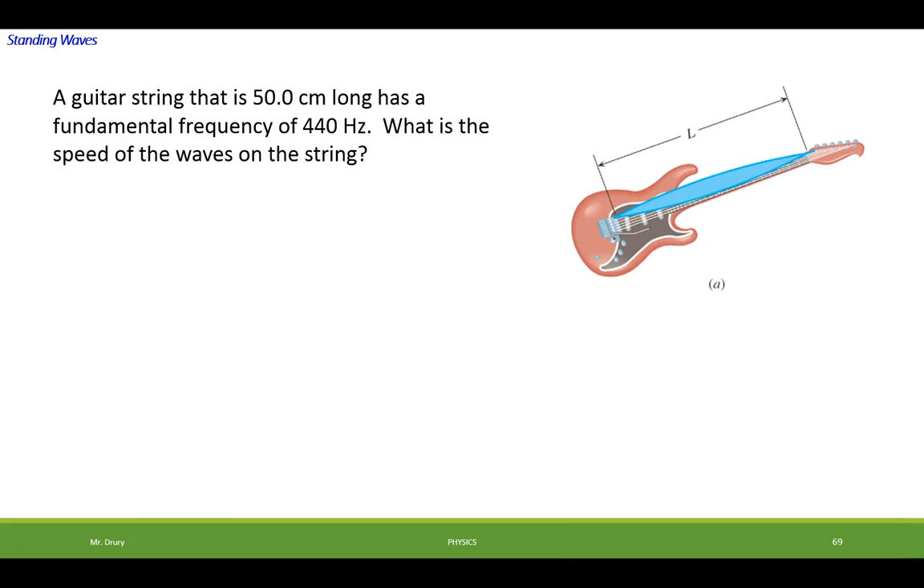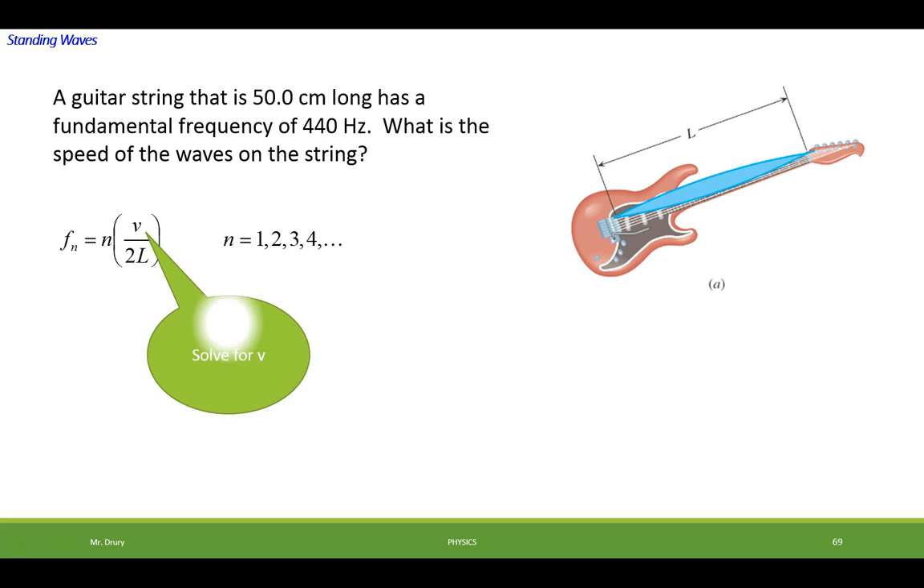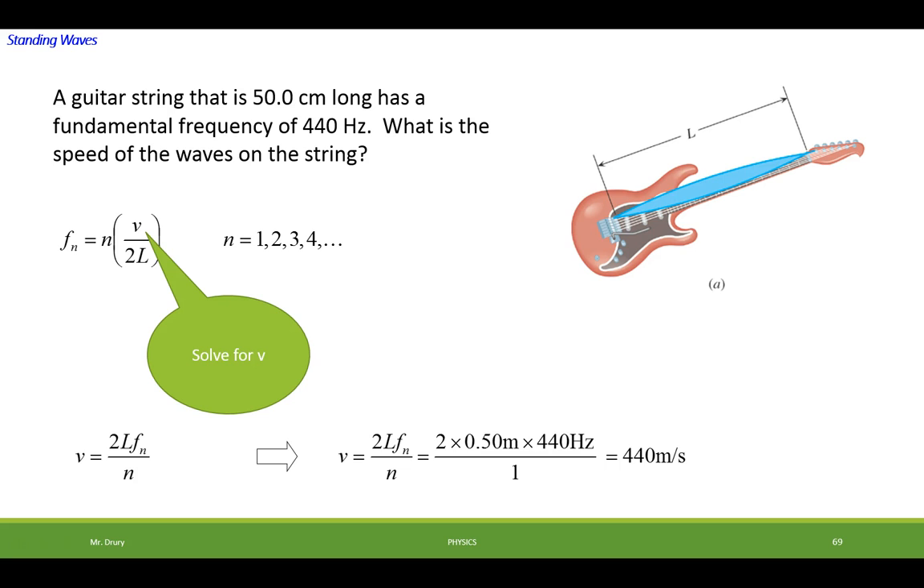So here's our example. A guitar string that is 50 centimeters long has a fundamental frequency of 440 Hertz. What's the speed of the wave on the string? So we have our equation, and we're going to solve for v. And there we go, we solved it for v. We put the terms in. Remember that the length has to be in meters. And it comes out to be 440 meters per second.